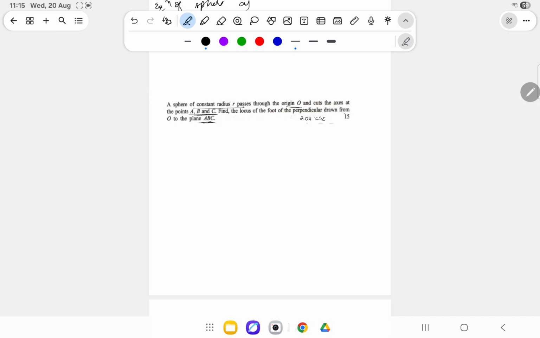Okay, so let us assume, so if it is passing through origin, then if my point A is P, let's say P, 0, 0, and my point B is 0, Q, 0, and my point C is 0, 0, R. Also it passes via origin 0, 0, 0. So I can easily get equation of sphere. So my equation of sphere will be x square plus y square plus z square minus px minus qy minus rz equals to 0. So if this is my equation of sphere, then I can get coordinates of point A, B and C.